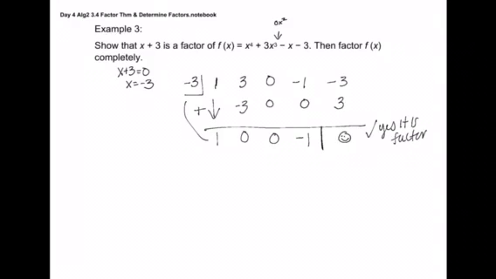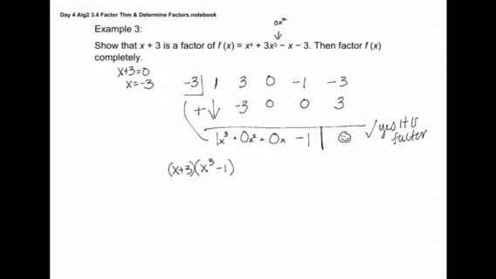And then they asked us to factor completely. So when we rewrite this expression, this then becomes 1 less than our original. So we have 1x cubed plus 0x squared plus 0x minus 1. So we know that x plus 3 is a factor. We then have x cubed minus 1.